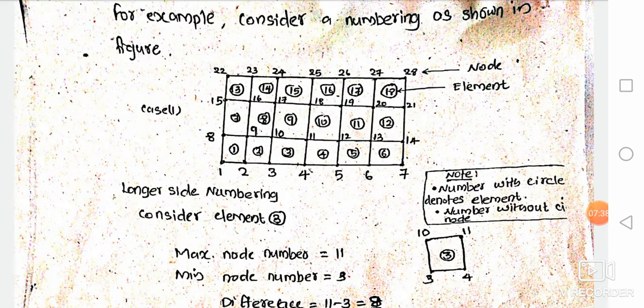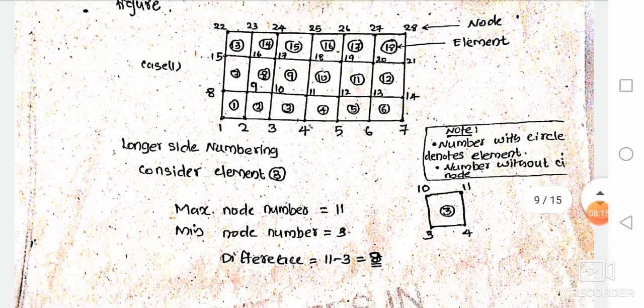We consider a rectangular element and it is divided into 13 elements. A number with a circle denotes elements. A number without a circle denotes nodes. So we give the numbering along the longest side: 1, 2, 3, 4, 5, 6, 7, again 8, 9, 10, and so on. And we get 22 nodes and 18 elements.